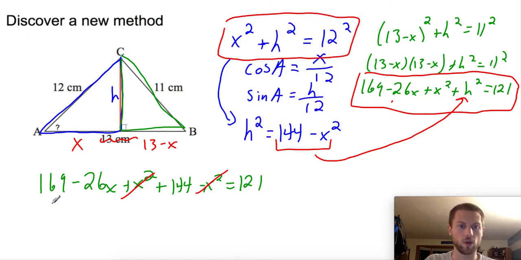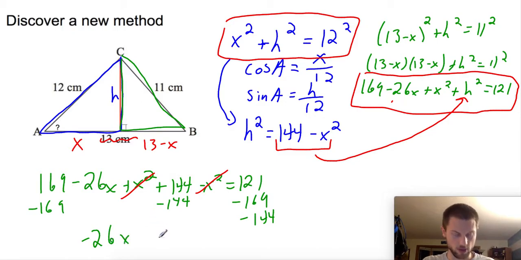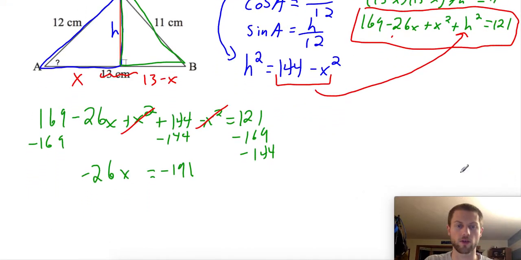And I have 169 plus 144. You know what I'm going to do? I'm going to move the 169 and the 144 over here on both sides. So I'll subtract the 169 and I'll subtract the 144 on both sides. And that comes out with a negative 26x equals, and that should come out to be negative 191 once you punch that into your calculator. And let's scroll down a little bit here. So that means I could solve this thing for x, and I would get x equals 7.346.